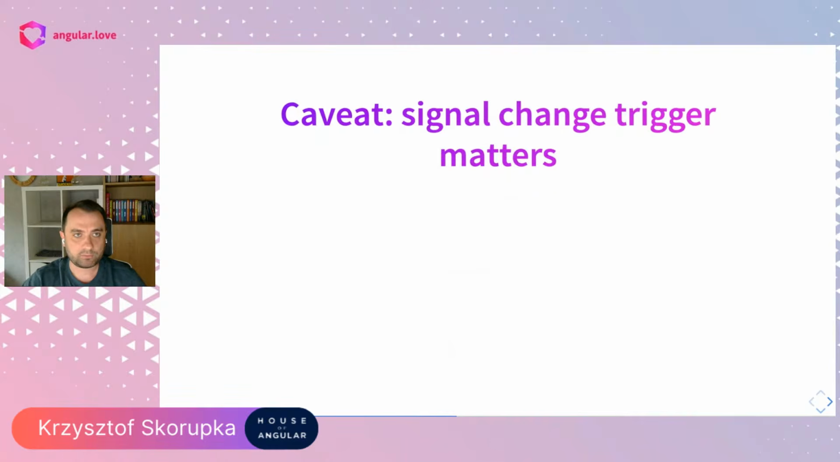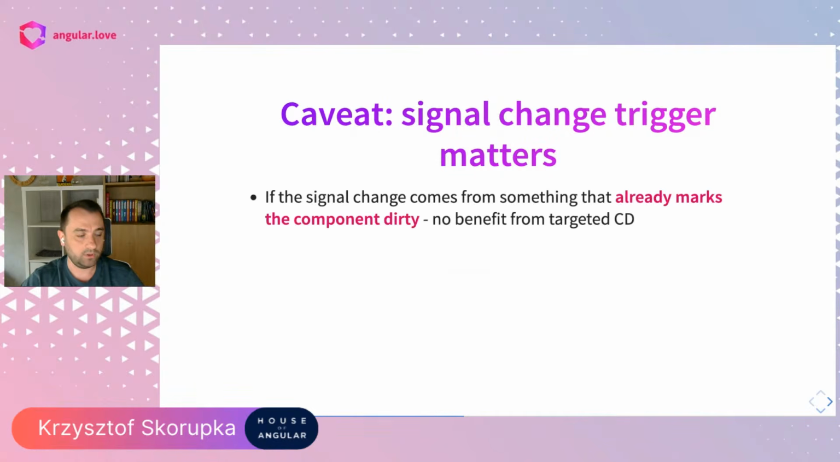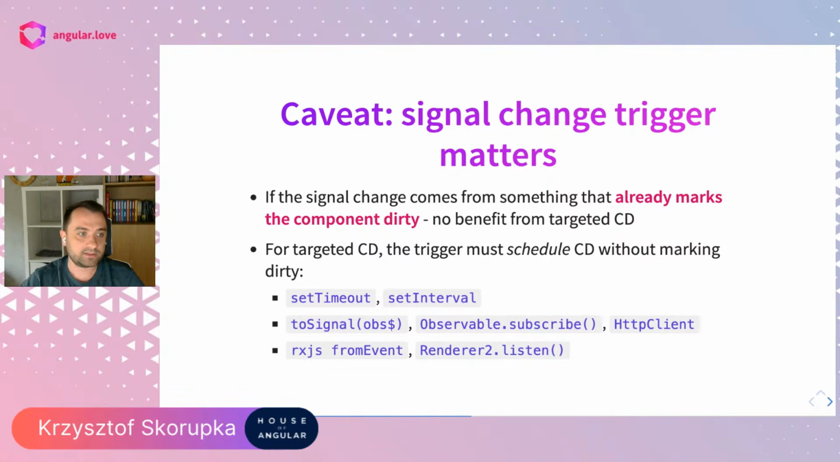So the outcome is that the signal change trigger really matters. If it comes from something that also marks the component dirty, there is not much benefit from targeted change detection. The whole path will be change detected. So if we would like to benefit from targeted change detection, we need to really employ the APIs that do not mark our components dirty.